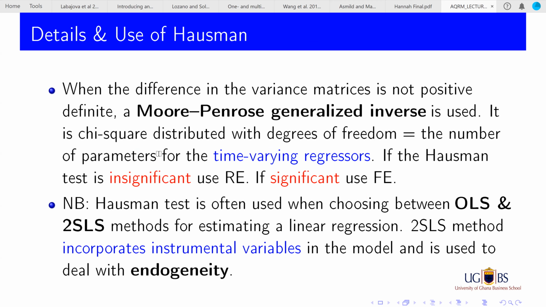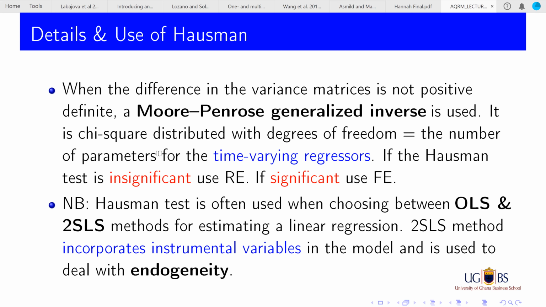If the Hausman specification is insignificant, that is the p-value is bigger than 5%, then we use the random effect. But if the Hausman p-value is significant, then we use the fixed effect. If it is significant, you use a fixed effect. If it's not significant, we use a random effect.